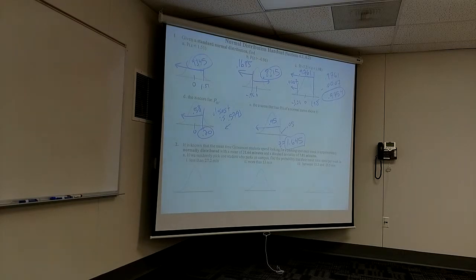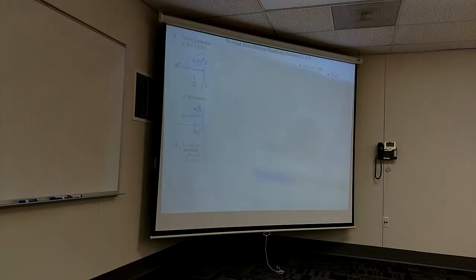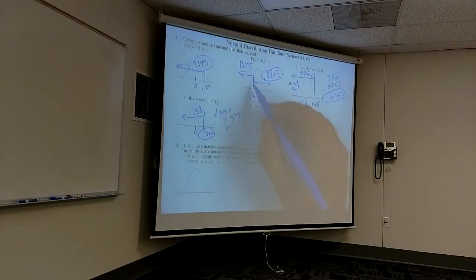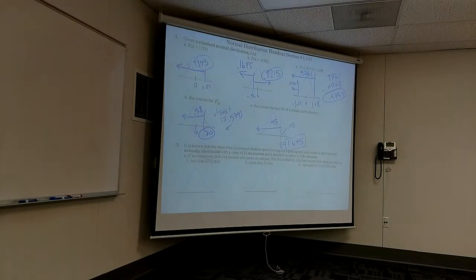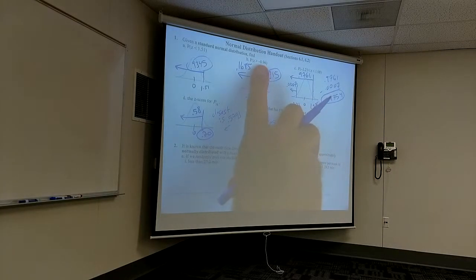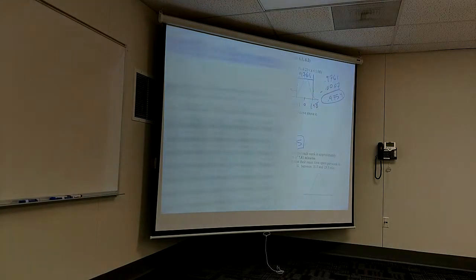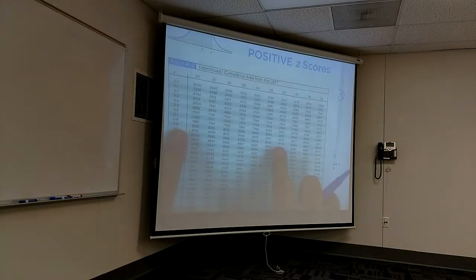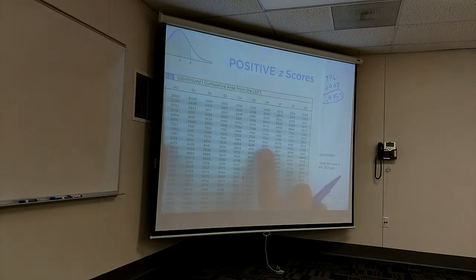Now, real quick. This is one of the lamest shortcuts ever, but I'm still going to show it to you. The area that's above negative 0.96 is the same as the area that's below positive 0.96 because of the symmetry. So if I ever have a z greater than something, I just look at the opposite side. If you look up 0.96 in the z-score chart, what do you get? 0.8315, which is the answer.